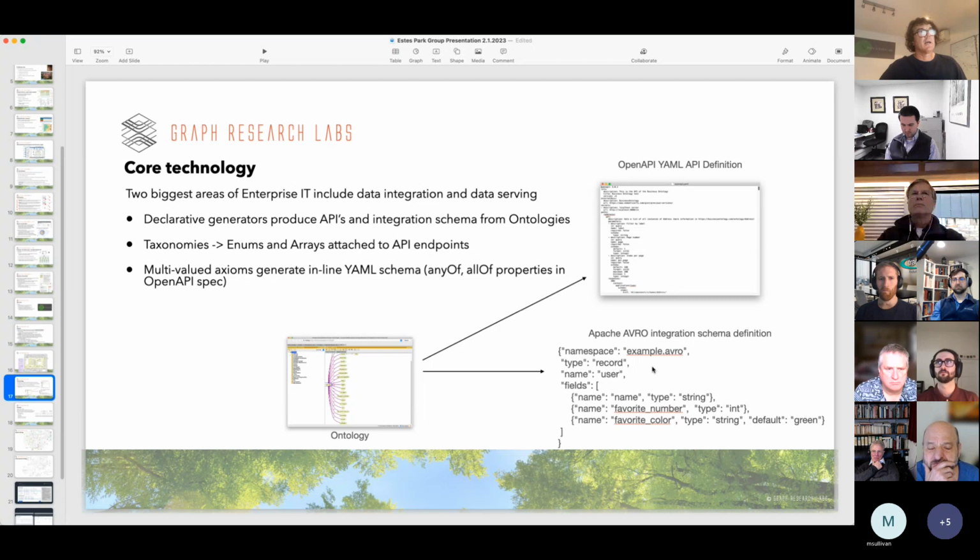And then generating integration schema. The most common one is Apache Avro, which is really a JSON-like structure. And then we generate those so that all of the schema in the API, and you end up with multiple schema in an API, they actually generate unitary or subsetted schema inside Avro for that integration level.